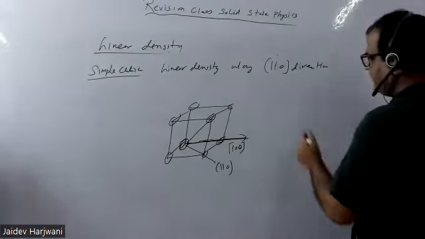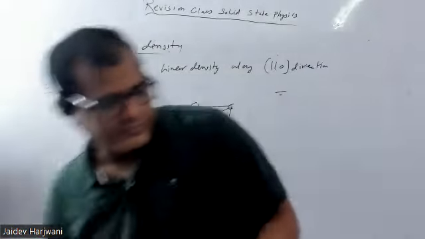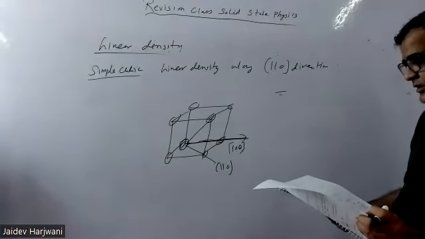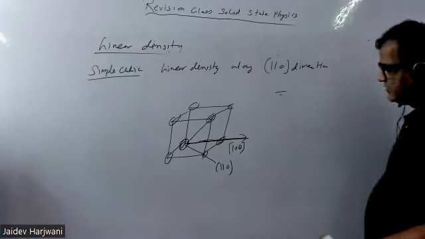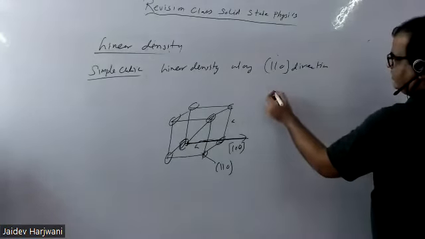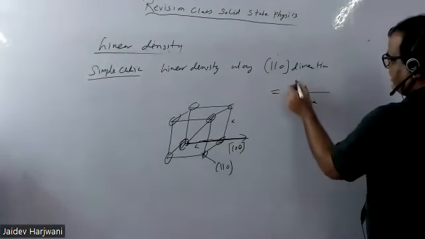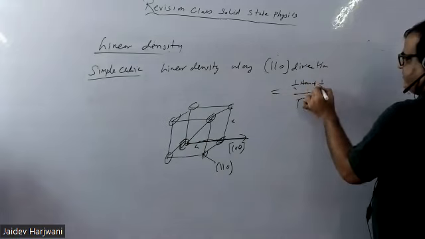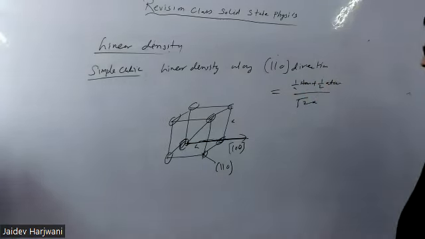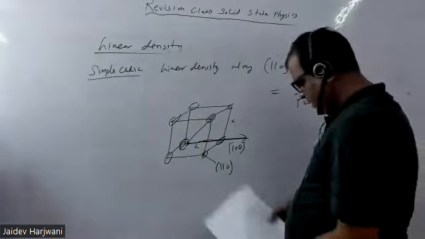So that will again be the number of atoms and the length. What is this length? This length is A, and this length is A, so the length will be root 2A, and again there are 2 atoms, half atom plus half atom. Why is this root 2a this time?